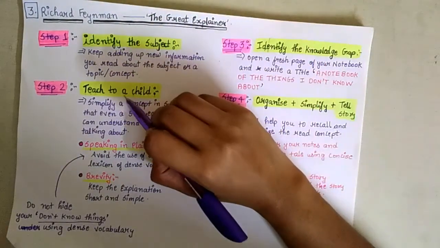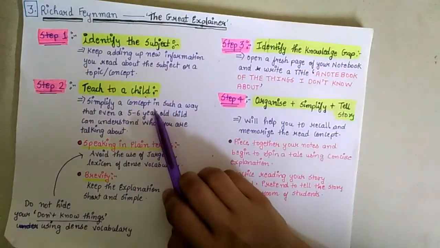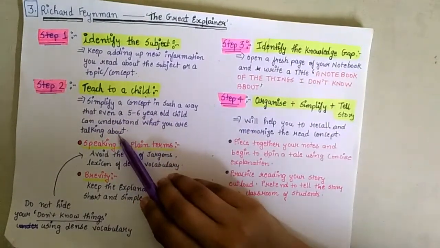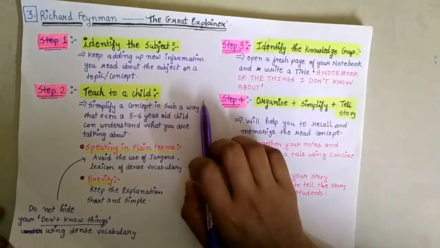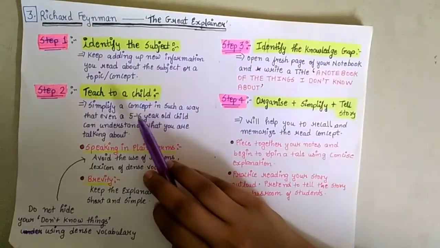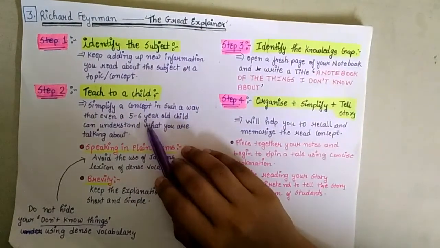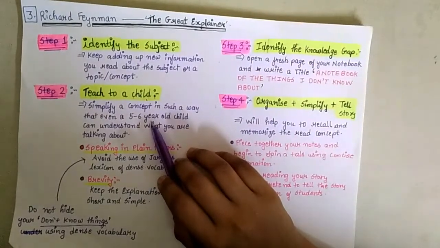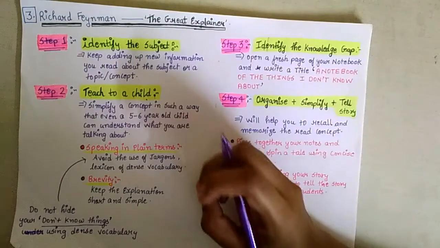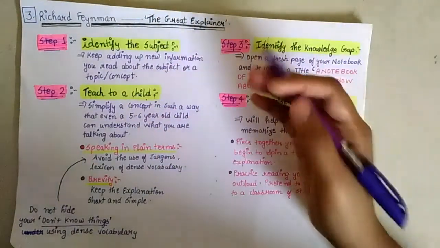And the second step is to teach to a child. What the Richard Feynman technique indicates here is to simplify a concept in such a way that even a 5 or 6-year-old child can understand what you are talking about. This takes a real amount of critical thinking ability, because once you know how to simplify that concept, you are way ahead of anybody else. When you simplify a concept, you use the mind, the brain, and more information inside your brain, and make efforts to make that concept easy for a 5 or 6-year-old child to understand.